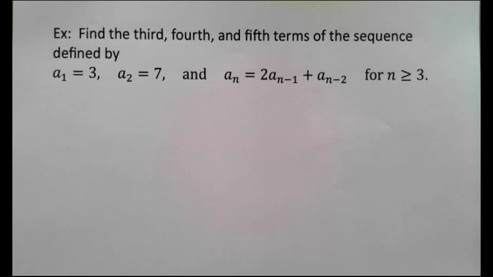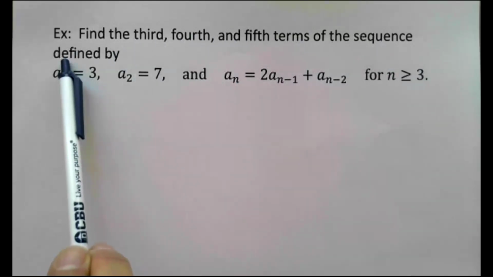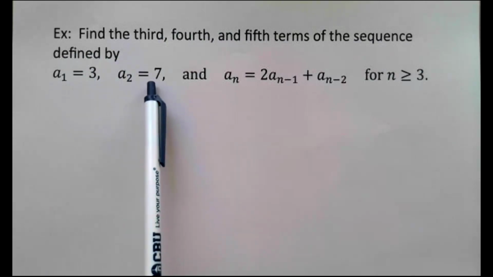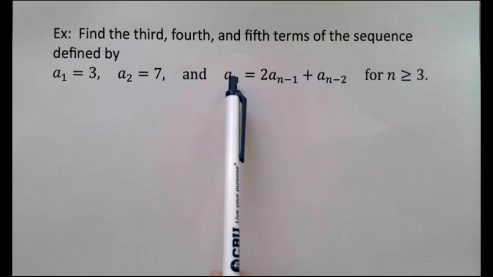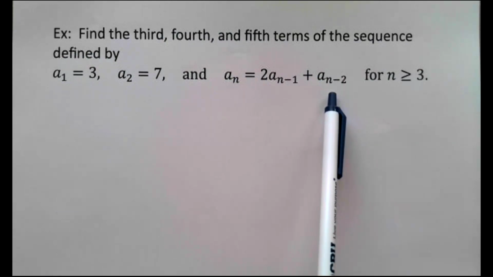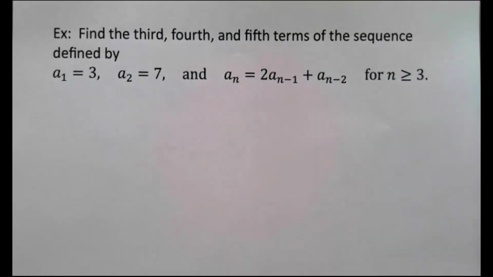So what this example is saying is to find the third, fourth, and fifth terms of the sequence defined by a sub 1 equals 3, a sub 2 equals 7, and a sub n equals 2a sub n minus 1 plus a sub n minus 2 for n greater than or equal to 3. That's a lot of words, and a lot of people are confused right now, and that's okay. So let's go through this example and let's try to figure out what they're saying.